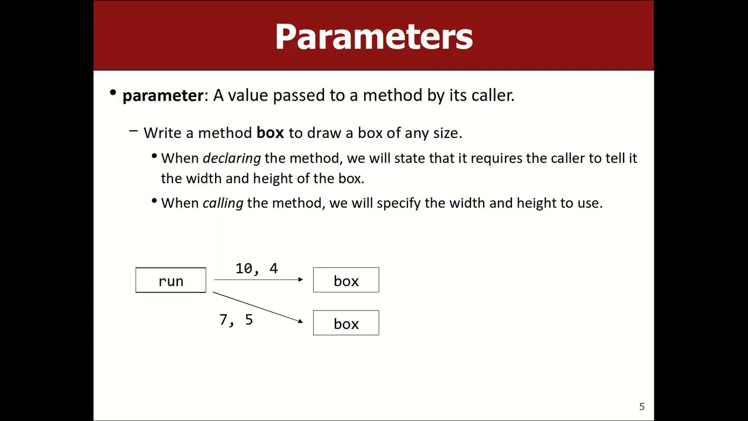If you're going to use this parameter feature, there are two things that you need to do. One is, when you're writing the code for the drawBox method, you have to say, this method needs the following parameters to be given to it in order to run. You have to specify what parameters are needed. That's the first thing you need to do. The second thing you need to do is every time that you execute the method, every time run calls into that method, you have to tell it what values to use for those parameters. So those two things have to match up. I need these parameters. Here they are. Those are the two things. So draw a 10 by 4 box, draw a 7 by 5 box.